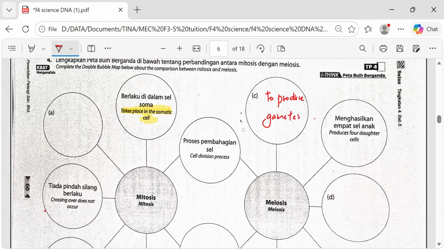Okay, meiosis produces 4 daughter cells. Mitosis produces how many? 2. Crossing over does not occur. So in this one, crossing over occurs. Do you remember what crossing over is?